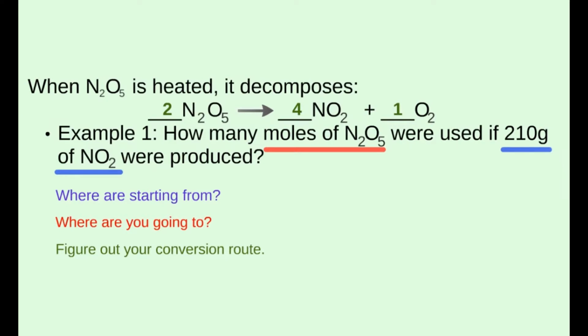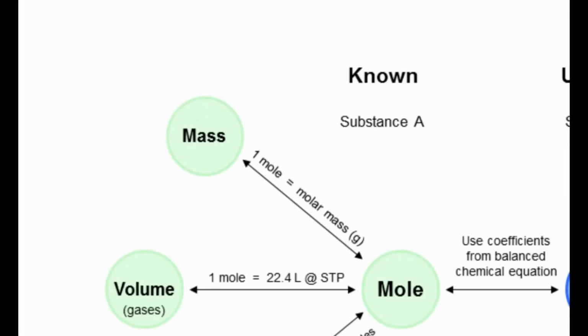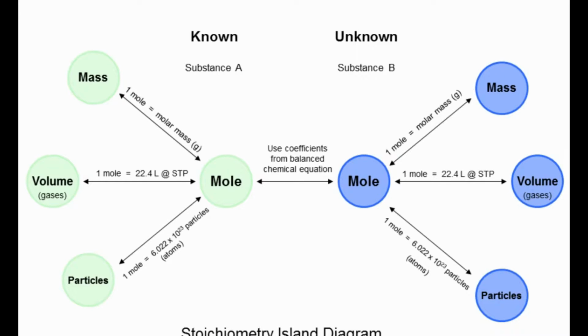So we need to figure out a conversion route. Let's go back to our map. You're starting where on the map? Well, what do they give you? Grams. Which one of these four is grams? Mass. So you're here. The only pathway you can take is to moles. You can't go anywhere else because there's no path. You have to follow the path. You've got to stay on the line.